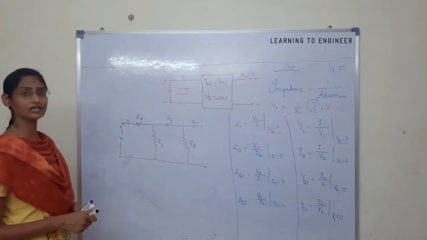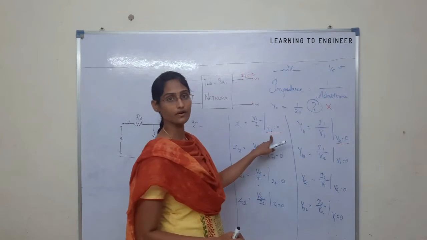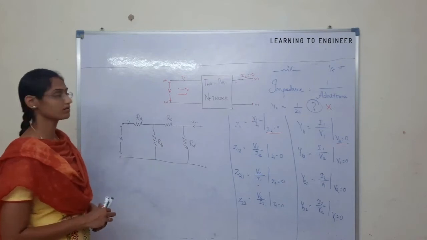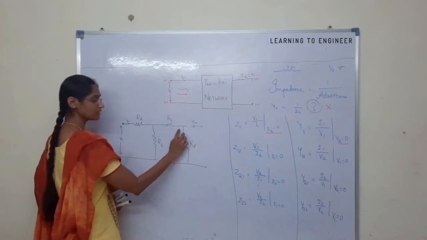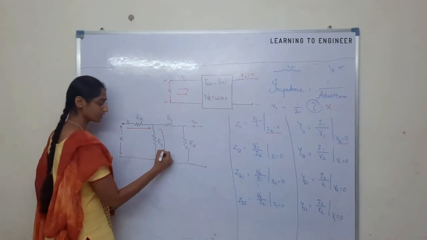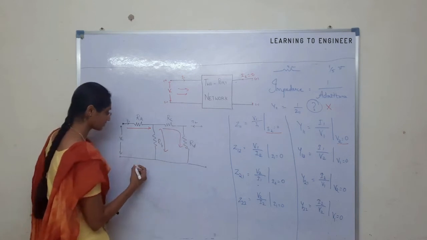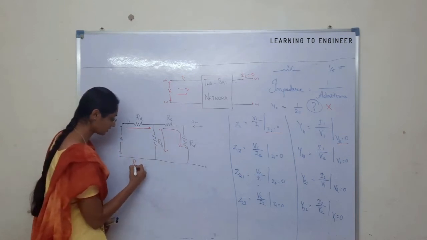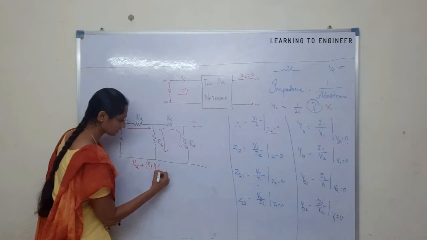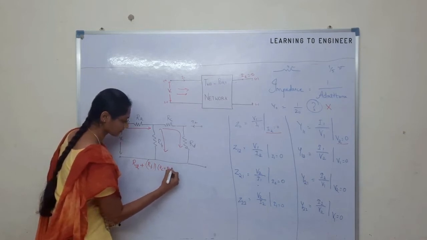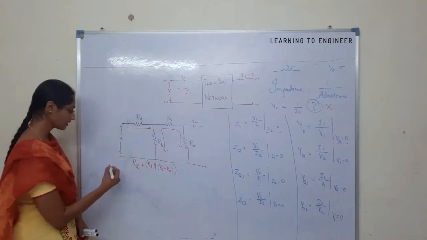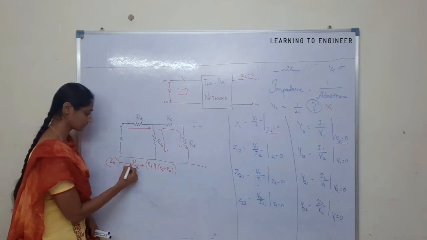So when I am trying to find Z11, I will make I2 as 0, right? So when I make I2 as 0, what will happen? RC will become series with RD, because no current is entering here. When I pass this current I1, I1 will enter via RA, it will split into RB and RC plus RD. So the effective resistance would be RA plus RB in parallel with RC plus RD. This is how the current will travel in the circuit when I find out Z11.